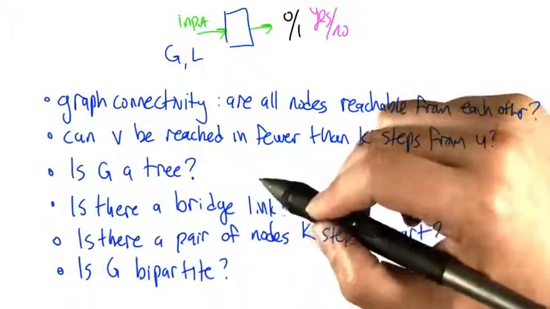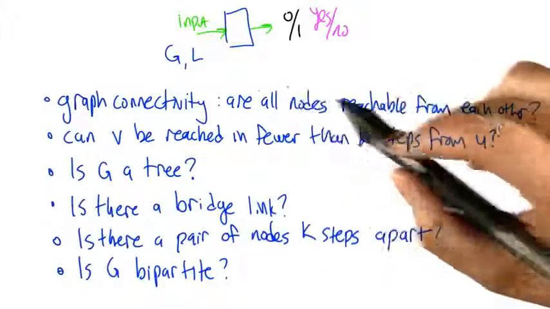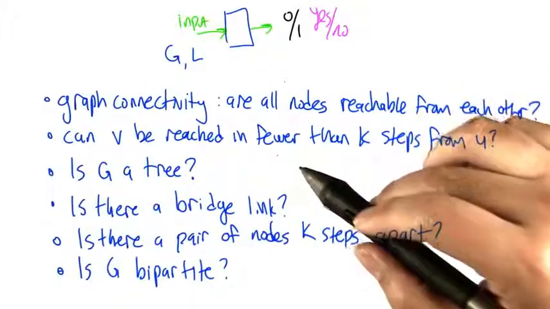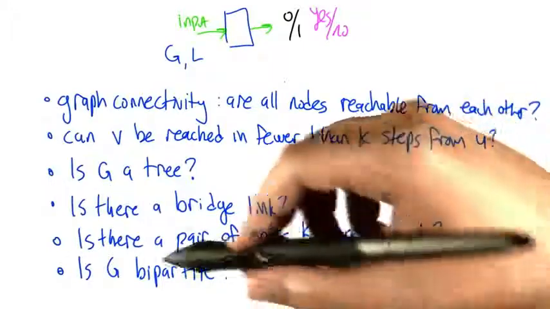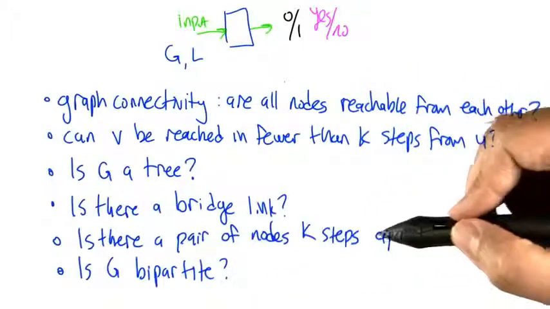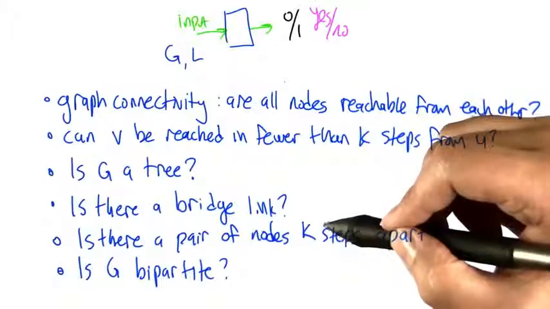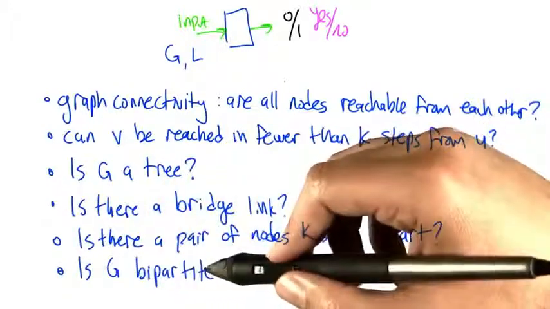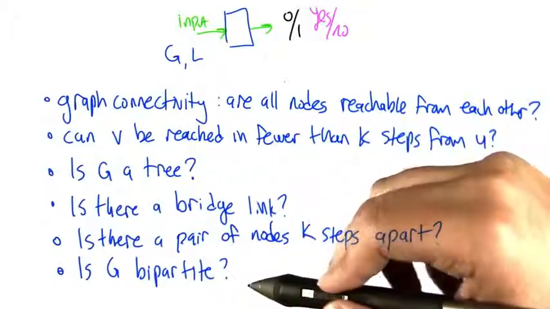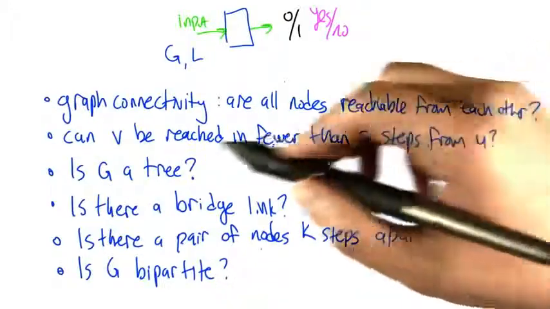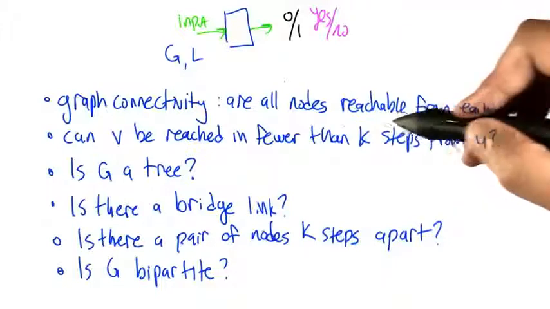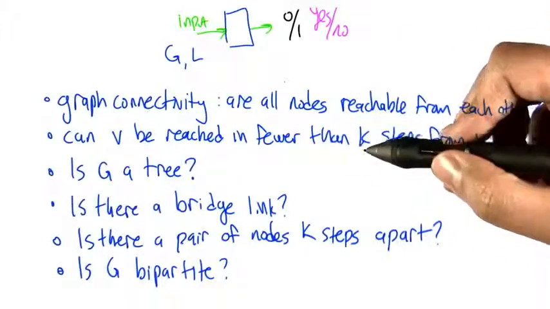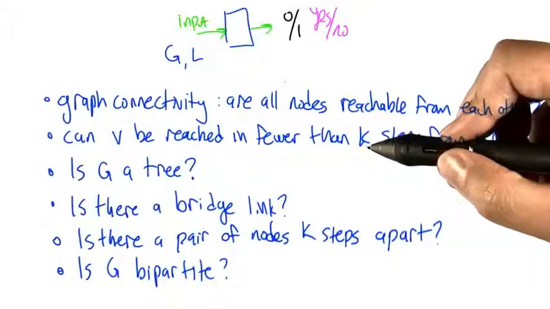Now, you could argue that in some sense these problems are all a little bit silly. We don't often want to know just one bit of answer. We want to know something like, not, is there a pair of nodes K steps apart, but find me a pair of nodes K steps apart. Or, is the graph bipartite, but separate it into the two pieces and show me what those pieces are. Or, can V be reached in fewer than K steps from U? Well, if it can be, show me the path. I would really like to know the path because that's what I'm going to be able to work with.